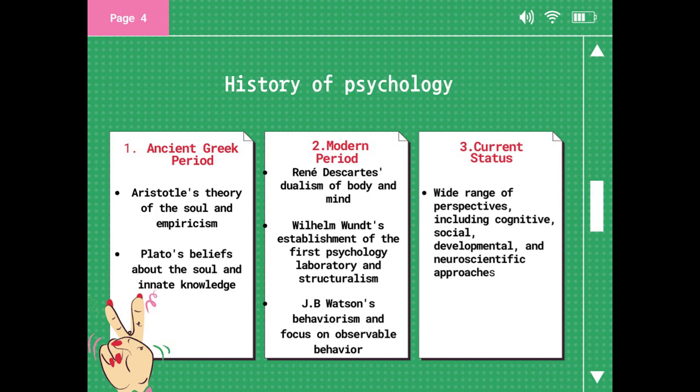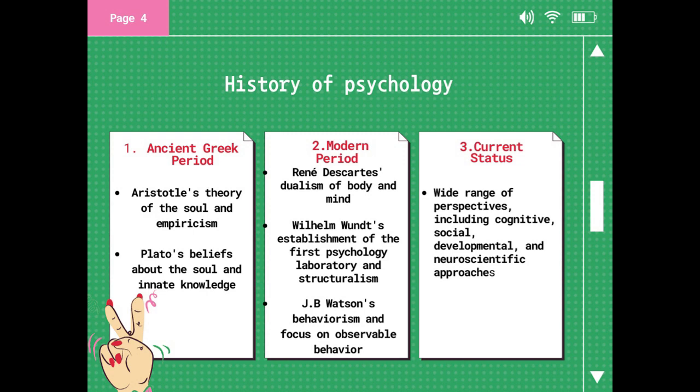Okay, let's now explore the history of psychology. We will cover three main periods. The first one, the ancient Greek period, the second one, the modern period, and the third one, the current status. In the ancient Greek period, we will talk about Aristotle's theory of the soul and empiricism, as well as Plato's beliefs about the soul and innate knowledge.